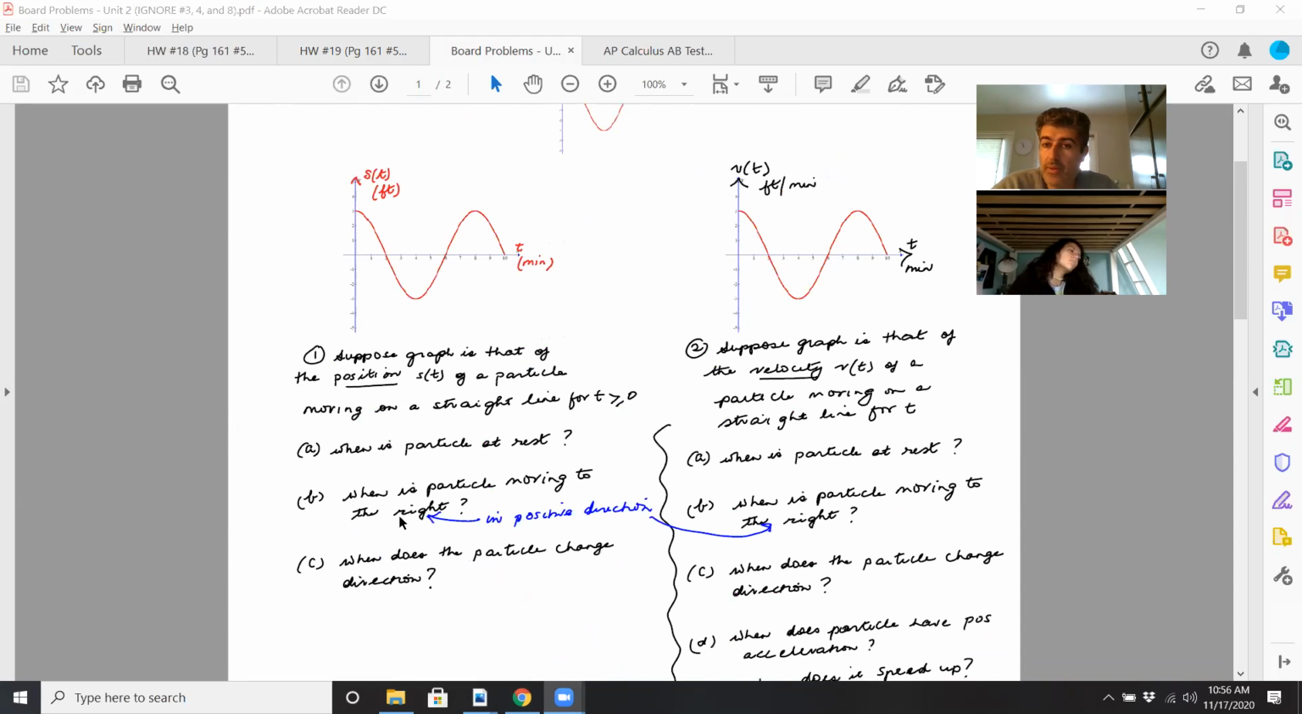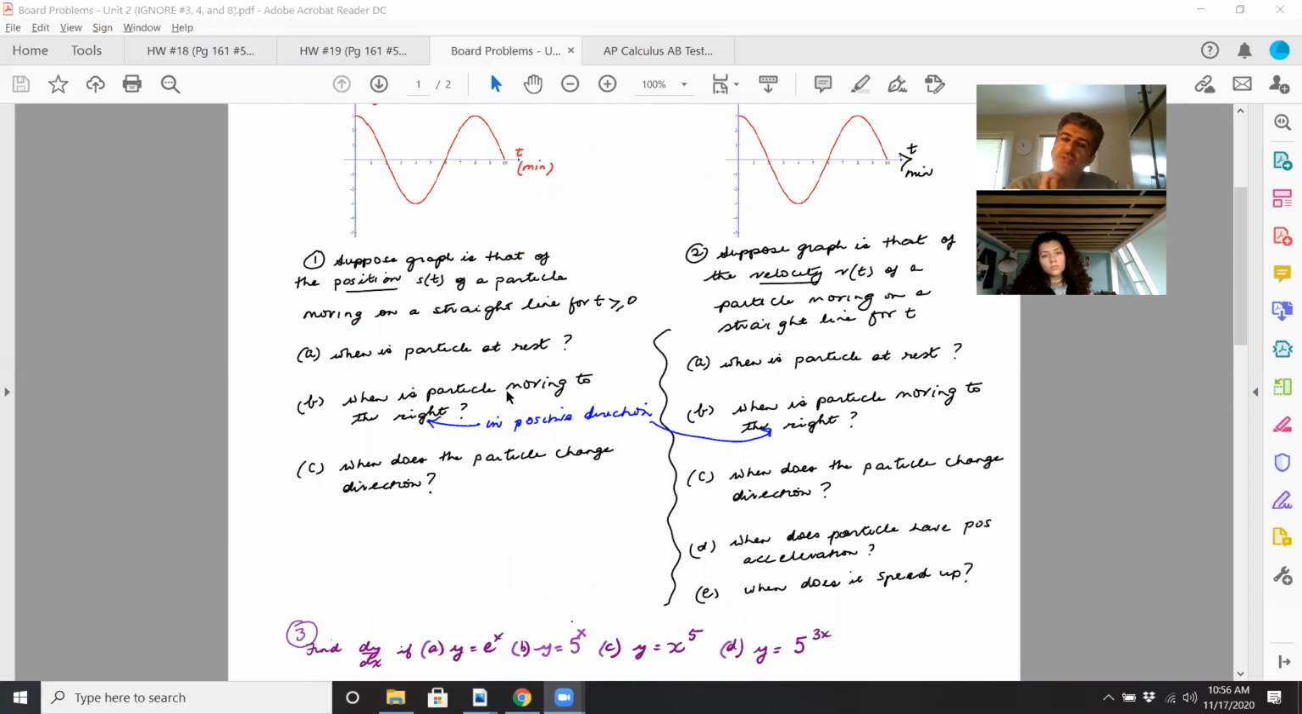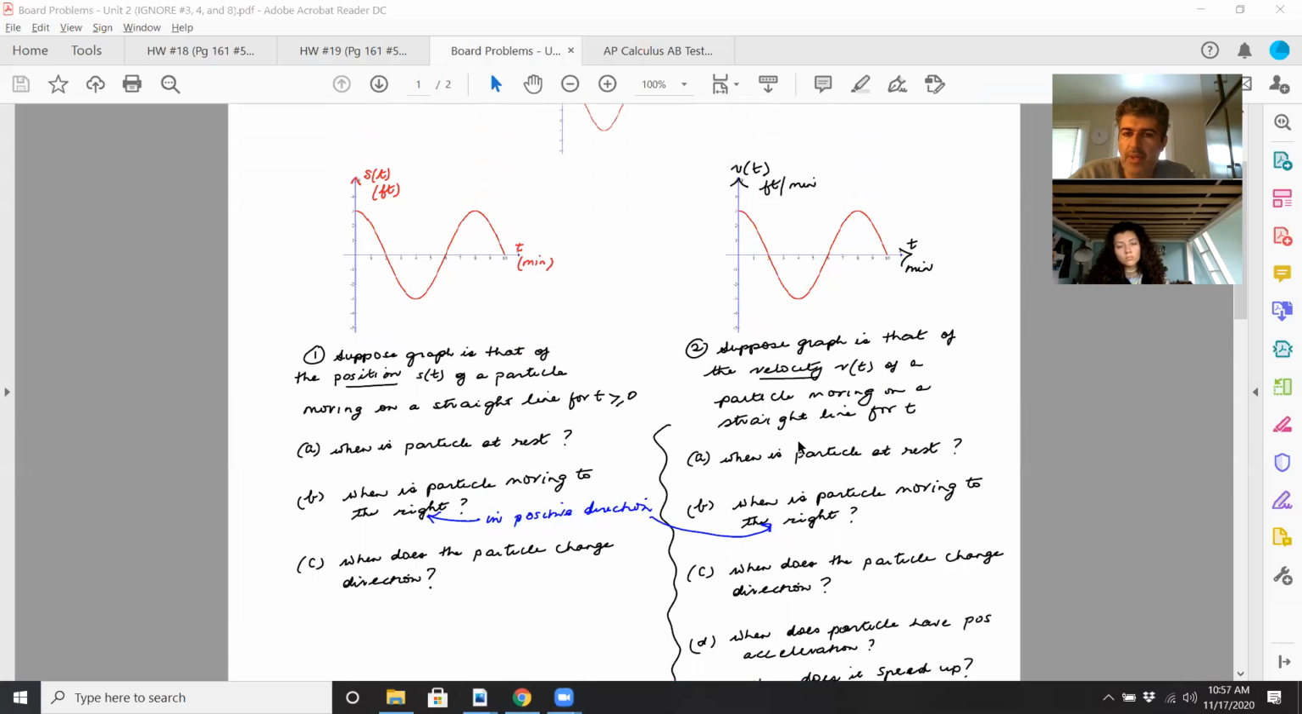However, 1 and 2 are linear motion, and that might be a good review. Number 1 gives you a position graph. Number 2 gives you a velocity graph. So you have to interpret them differently. Remember, you're at rest when your velocity is 0. You're moving to the right when your velocity is positive. Your particle changes direction when the velocity changes sign. But you have to look at it a little differently when you're given a velocity graph.